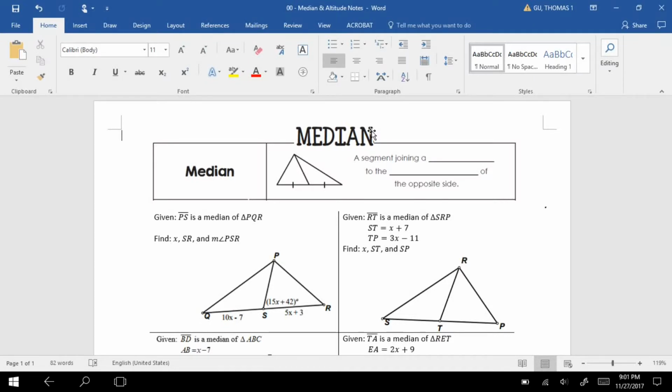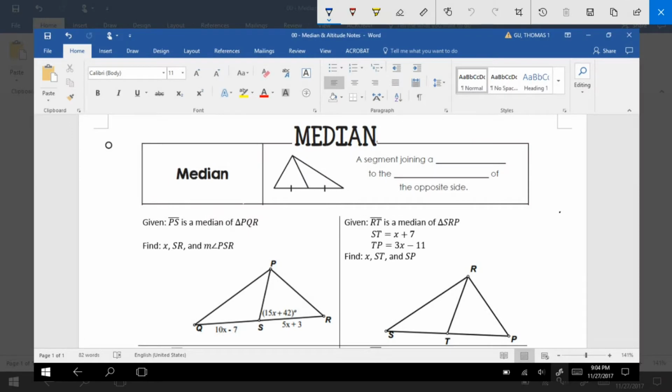And today, kids, we're going to be learning about median and altitude. We're going to be learning about the median and the altitude of these triangles. First, let's take a look and see what the median is. A median is a segment joining a vertex to the midpoint of the opposite side of the triangle.